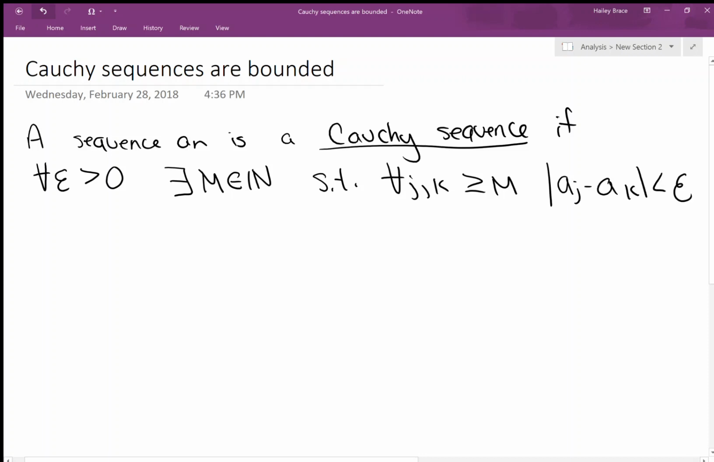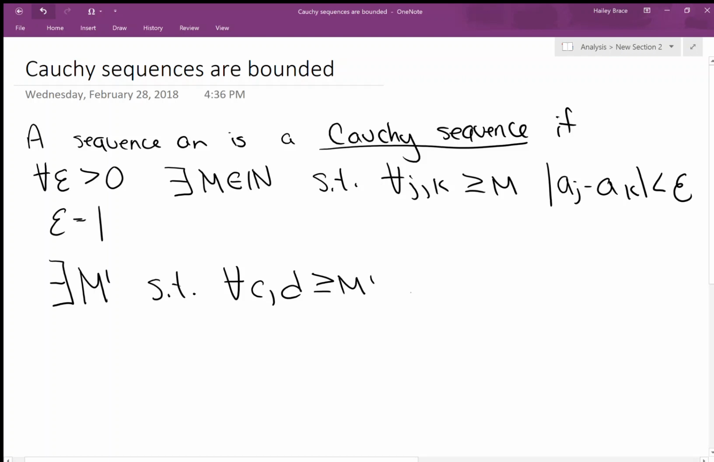less than epsilon. So this is saying that if you go far enough into the sequence, the terms will be as close together as you like, since you can choose epsilon to be anything. So let's take advantage of that fact, and let's set epsilon equal to 1. This means, because the sequence is Cauchy, that there exists a number m prime such that for all c, d greater than or equal to m prime, |a_c minus a_d| is less than 1.